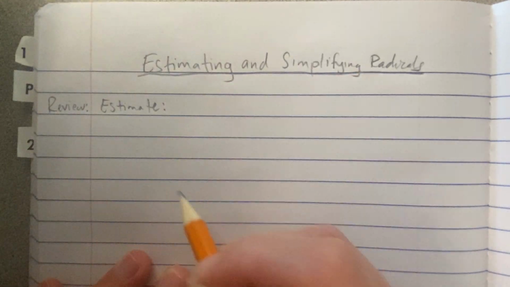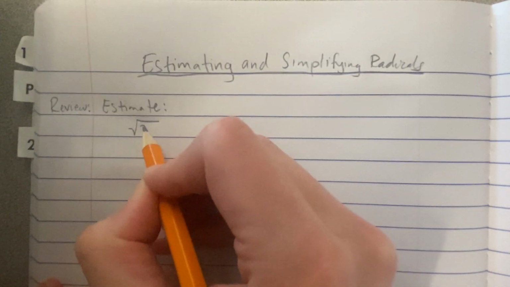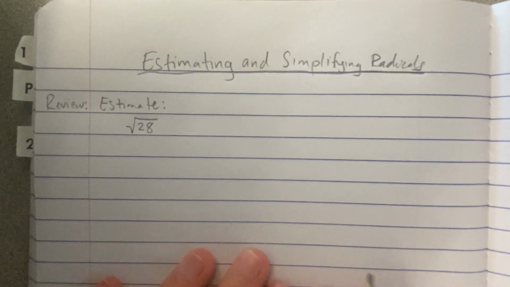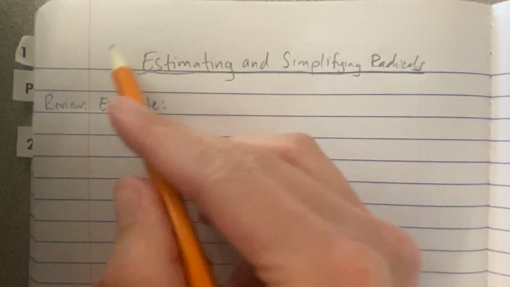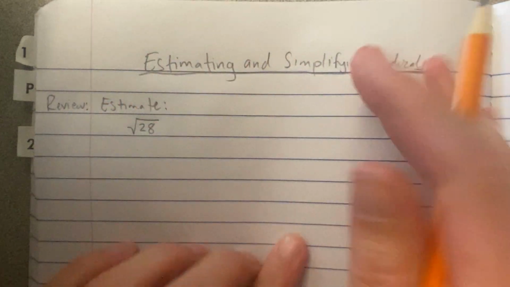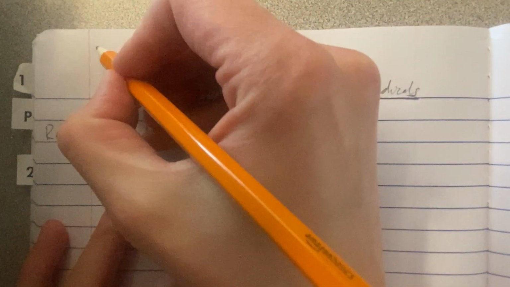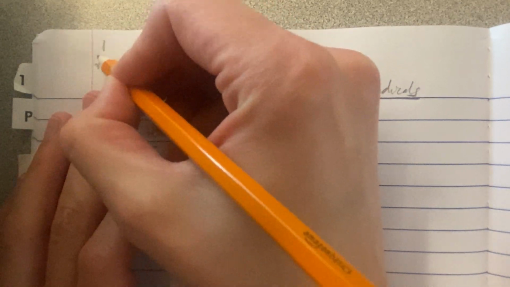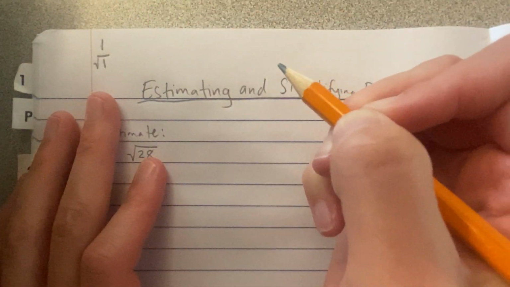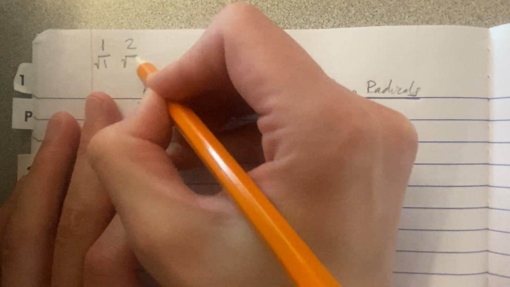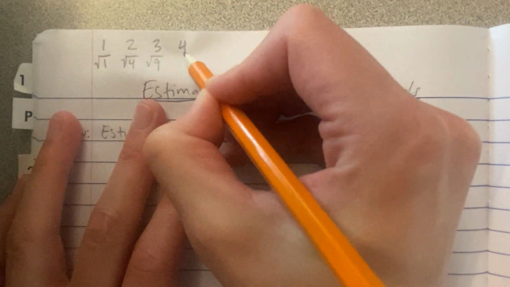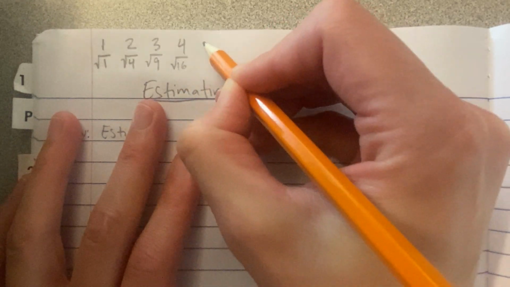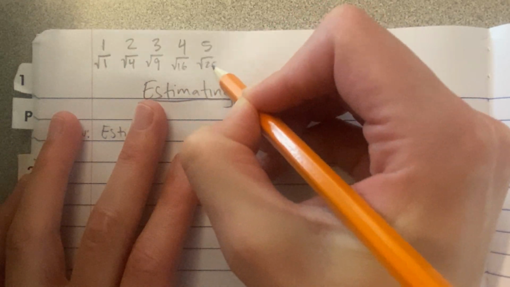And what we estimated was square roots. So, like the square root of 28. Okay, now how did we go about estimating this? Let's take a look. What we're gonna do is create a little number line across the top. Okay, so what we remember is, if I take 1, that's the same as the square root of 1. The number 2 is the same as the square root of 4. The number 3 is the same as the square root of 9. The number 4 is the same as the square root of 16. The number 5 is the same as the square root of 25, and so on.